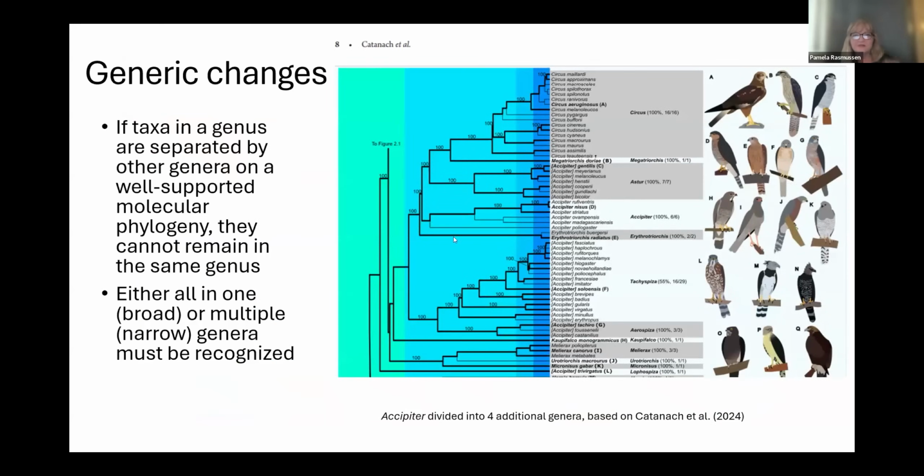All right, so generic changes. Here's an example of a recent paper by Katanek et al. showing conclusively something that we had a pretty good idea was coming down the pike, but we didn't have the data to make the final decisions. And that is that Circus, the harriers, is embedded within the former Accipiter. And so are a bunch of other taxa that are not very similar and have always been considered separate genera. There just is no justification for maintaining them all in Accipiter unless you were to lump all these other taxa in Accipiter, which makes very little sense. So we now have 5 genera of the former Accipiter, plus actually 6 because of the tiny hawk.